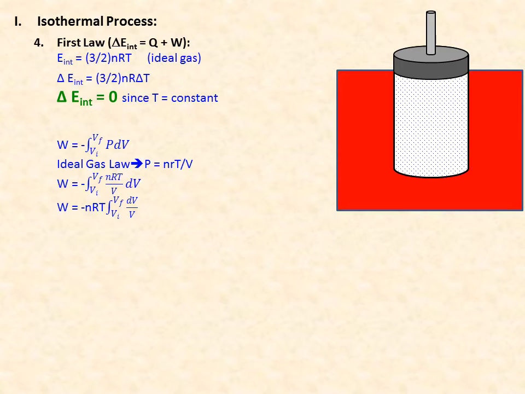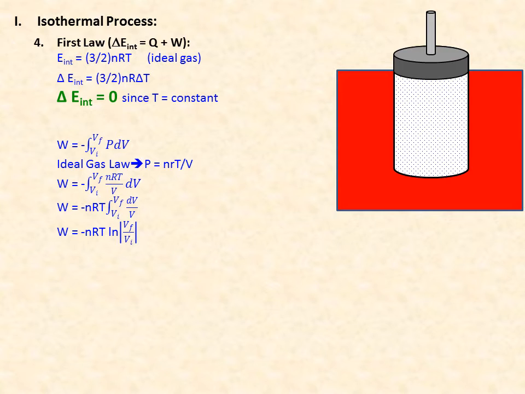So that when we actually evaluate the integral and the limits of integration as a gas goes from its initial volume to its final volume, we end up with this expression here: the work done on the gas is equal to minus nRT natural log of V final over V initial.